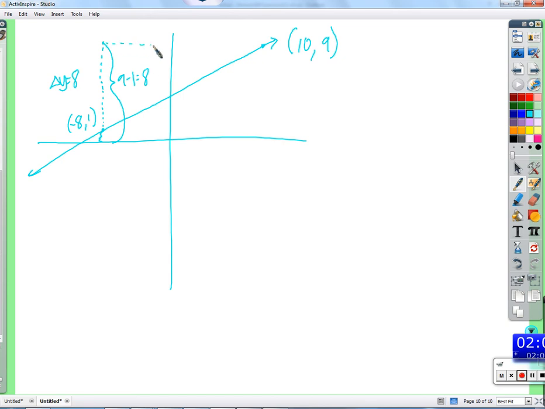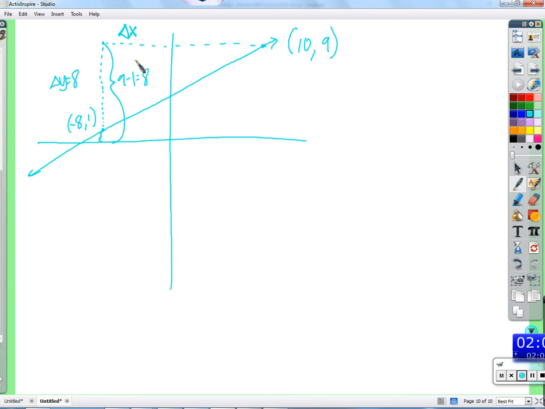From here to there, that's what we'll call delta x. Good. The change in x from this point to that point, how much did x change? 18. Changed 18? Yep.